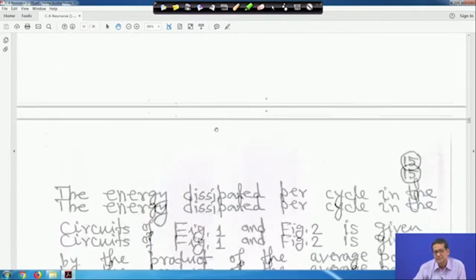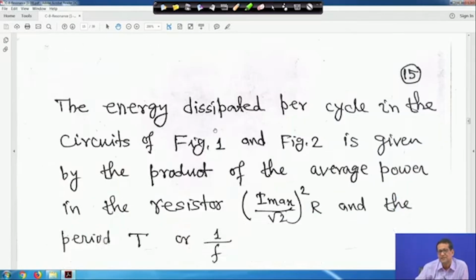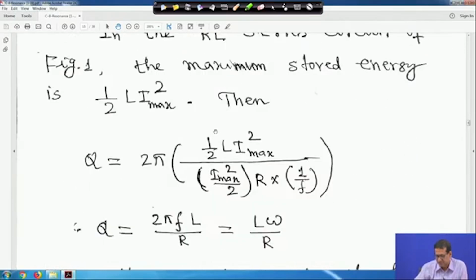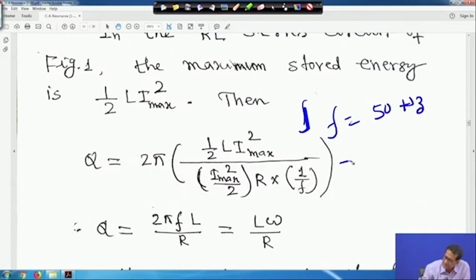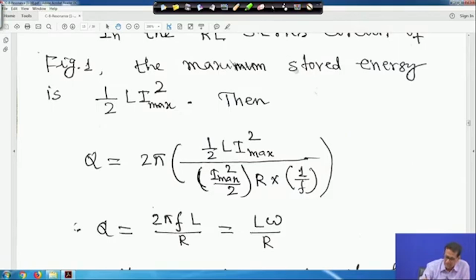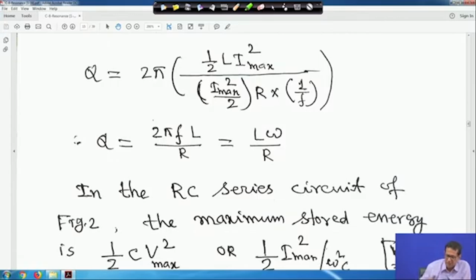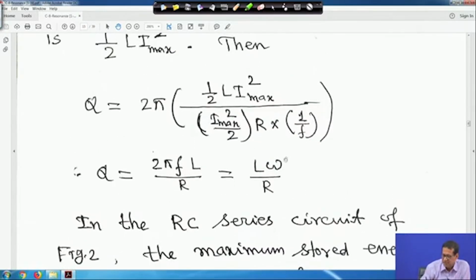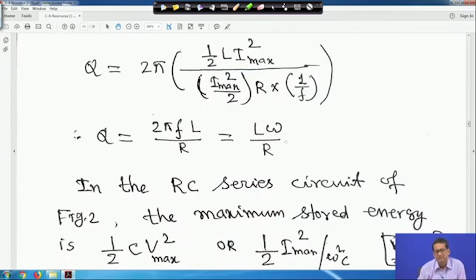F is the frequency. Whenever we say F is equal to 50 Hz, that means it is 50 cycles per second. So, it is per cycle, so divided by F. After simplification you will get Q is equal to 2 pi F L upon R, that is L omega by R. That is the Q for the inductive circuit.